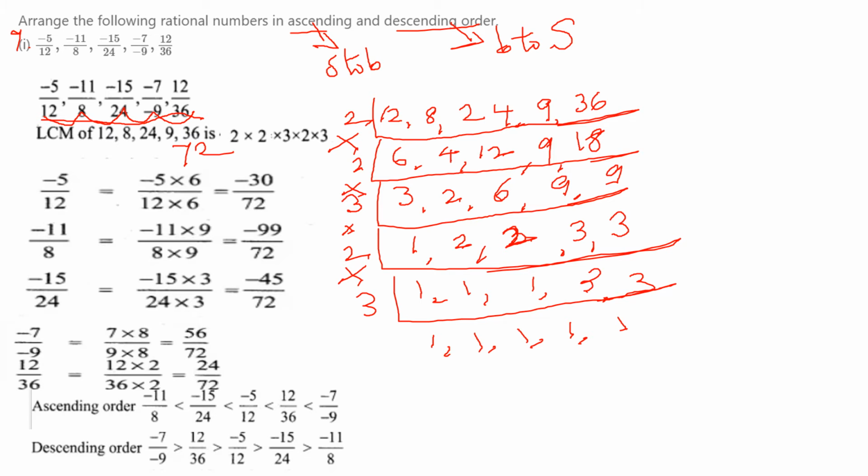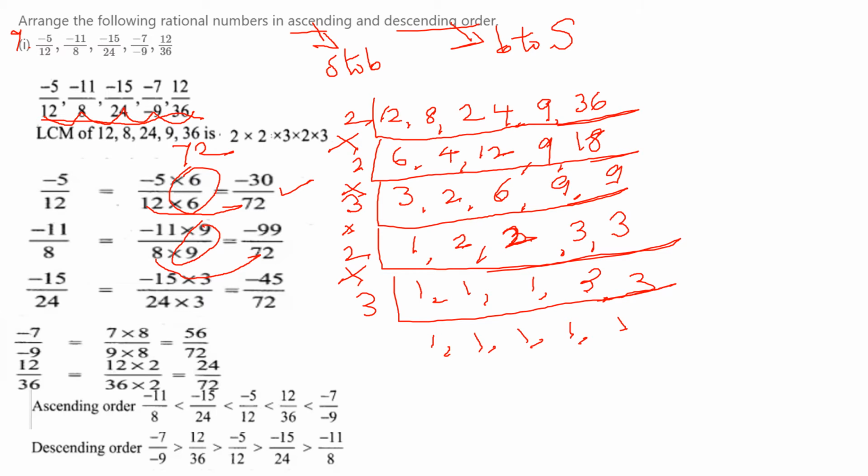So minus 5 by 12, write it. We need the product 72, means multiply 6 by 6. So minus 5 into 6, minus 30 by 72. Next minus 11 by 8, means we need 72, means multiply 9 by 9. So minus 11 into 9, minus 99 by 72.